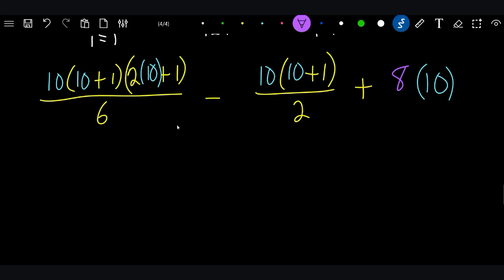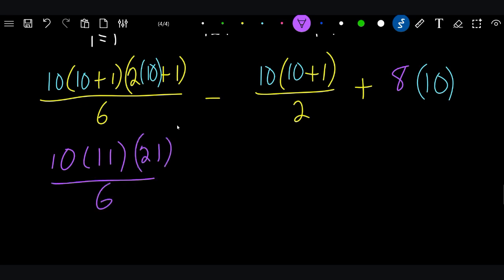All right, so this is going to be a big one. We're going to need our calculators for this one. This one's going to be 10 times 11 times 21 divided by 6.